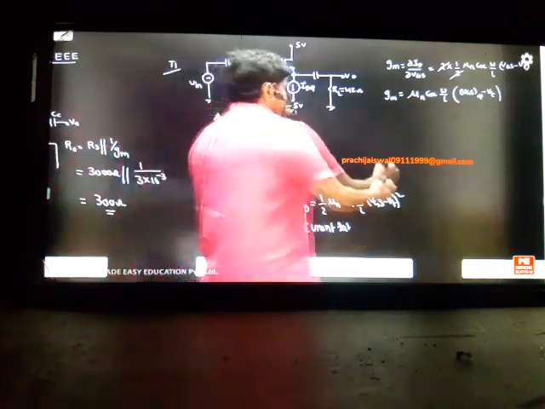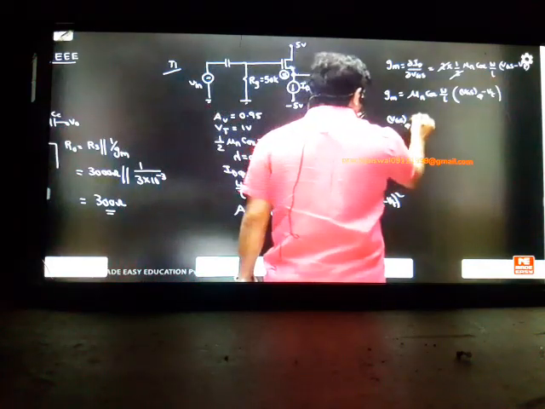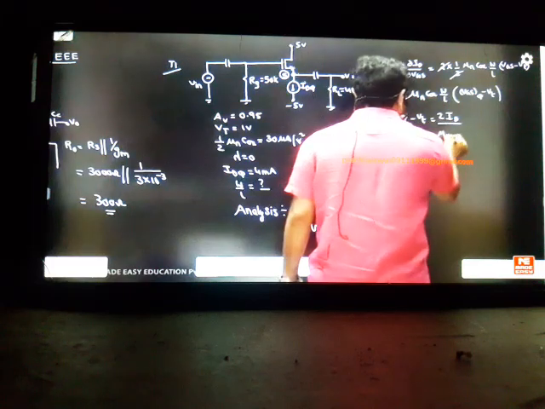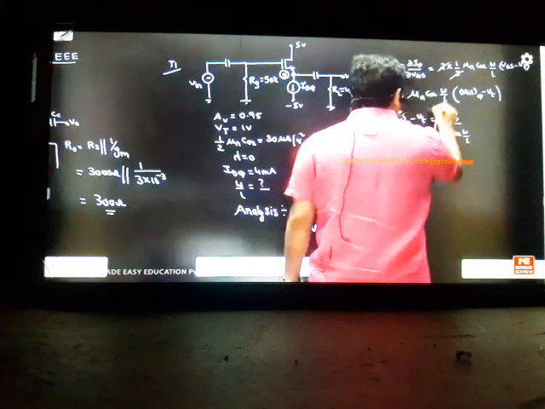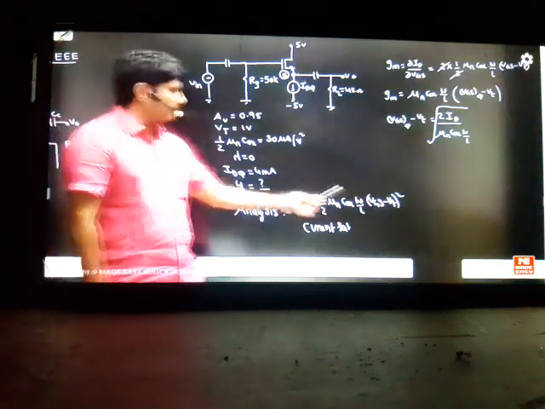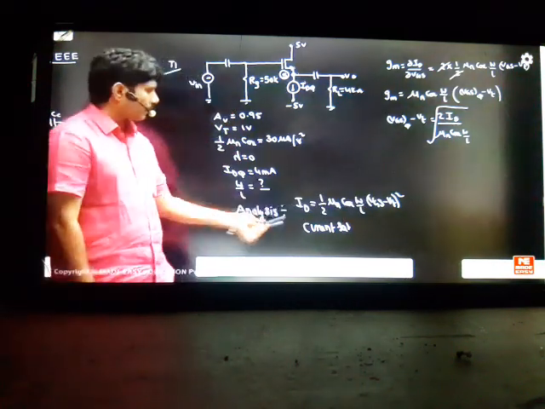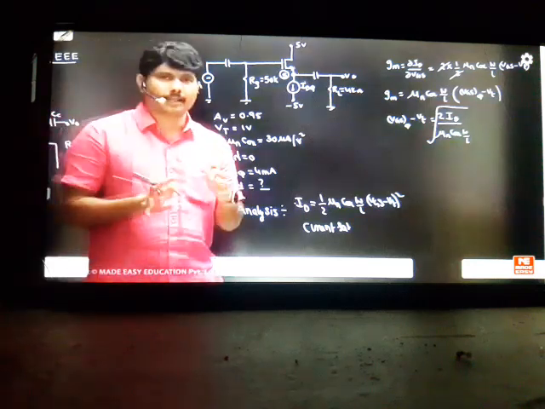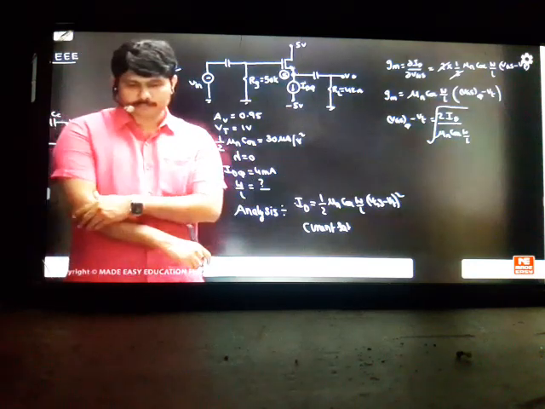Then what happens? VGS minus VT can be written as the square root of 2ID by μn Cox W by L. So this formula has been replaced. If you don't want VGS minus VT, we just replace it by the square root term of 2ID by μn Cox W by L. We just do some mathematics like this and convert the formula into ID form to do these problems.